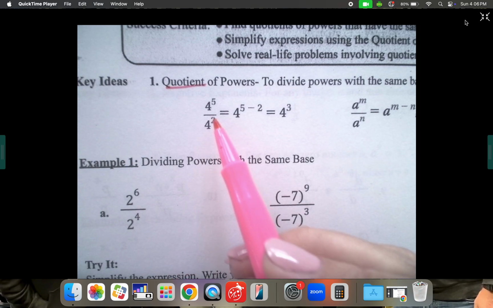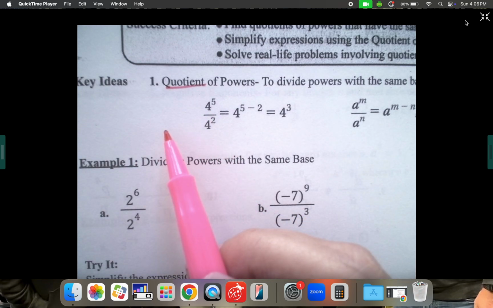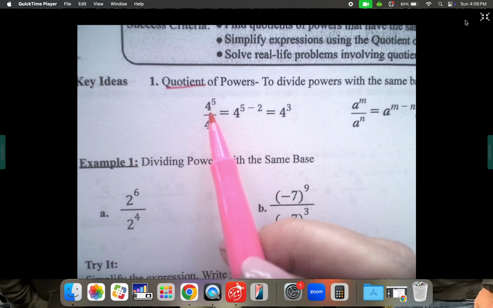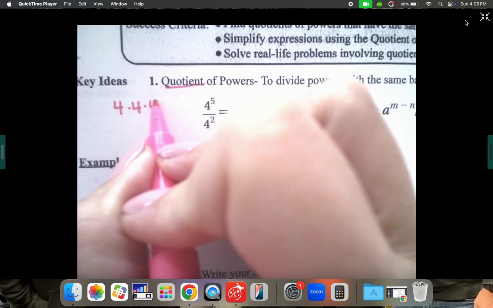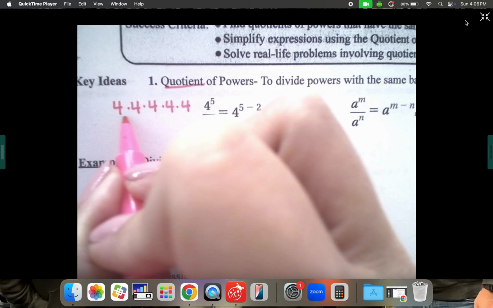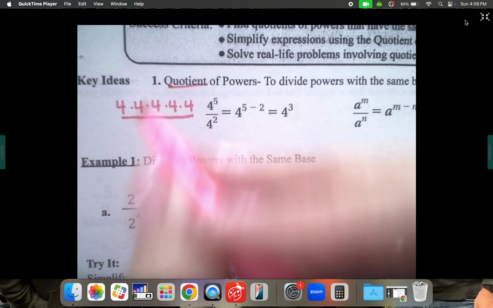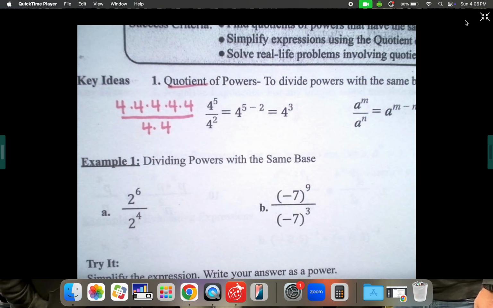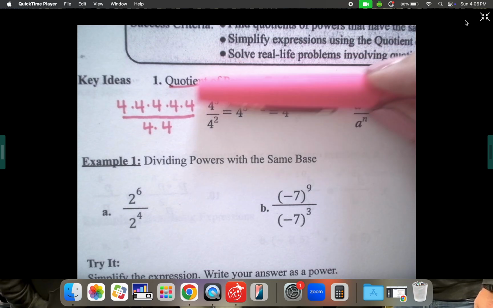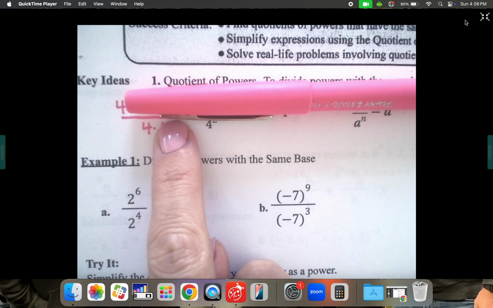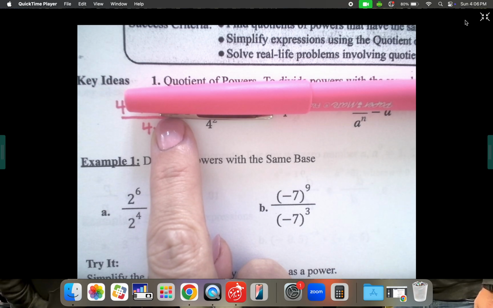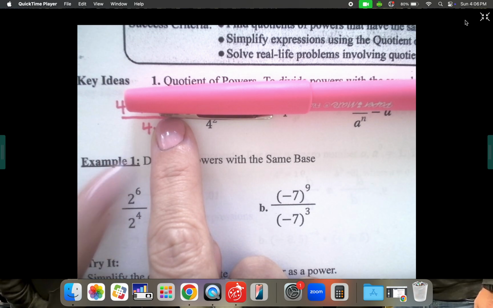I want you to think back to when we expanded these, expanded notation, and let's write out off to the side what 4 to the 5th power would look like if you expand it. It would be 4 times 4 times 4 times 4 times 4. And on the bottom we have 4 squared, so that would be 4 times 4. Okay, and then if I covered up all of these 4's on the numerator, and if I covered up one of the 4's on the bottom, we're looking at a problem that's just 4 divided by 4. And I know it's been a while since you guys have done fractions or division problems, but any number divided by itself is just 1.